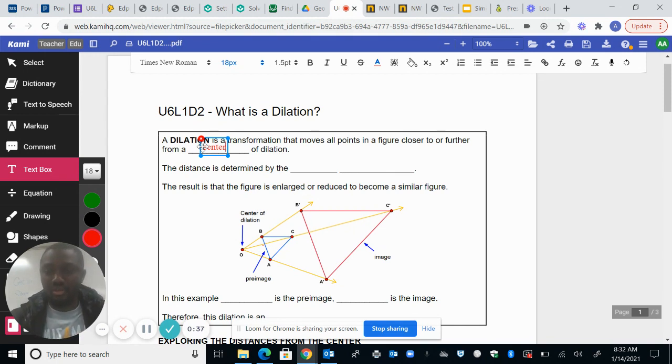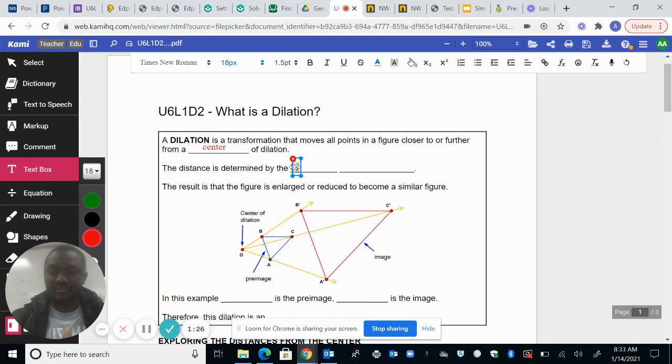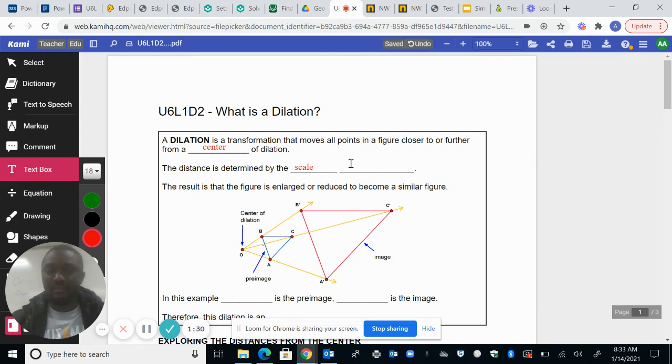Like in this picture below here, the blue color is called the pre-image, that is the object you have at hand, and the red color one is called the image. And then you can have the image through this point, the center of dilation, called the center holder. Okay, so this picture illustrates better. And then when you measure the distance OC to OC prime, OB to OB prime, OA to OA prime, the fraction of those numbers is called the scale factor, okay? Like yesterday, what we're doing when we're working on proportion. So when those proportions are the same, we talk about scale factor. So the distance is determined by the scale factor, okay?